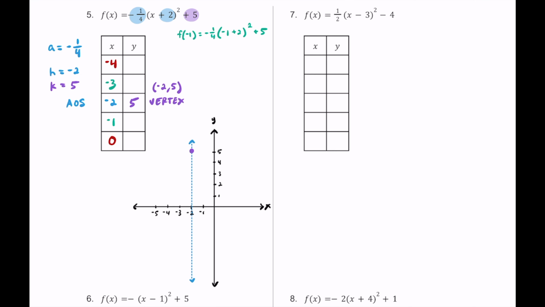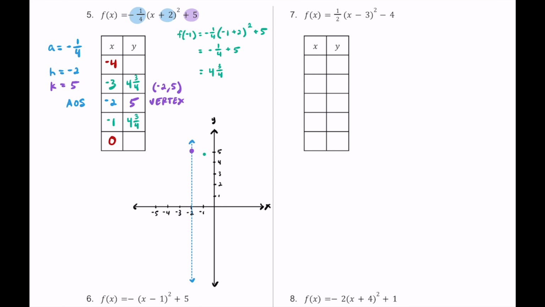-1 plus 2 is going to be 1, and so 1 squared is still going to be 1, and 1 times -1/4 is just -1/4. Add that to 5, that's really just 5 minus 1/4, so it's going to be 4 3/4. Okay, so when x is -1, we're going to get +4 3/4. So when x is -3, we also are going to get y is equal to 4 3/4.